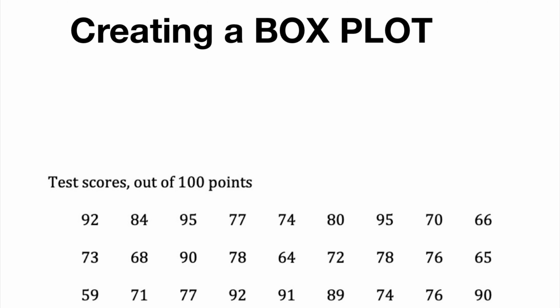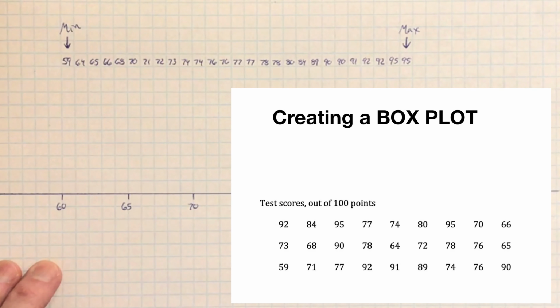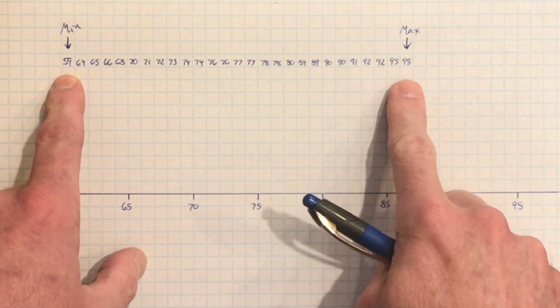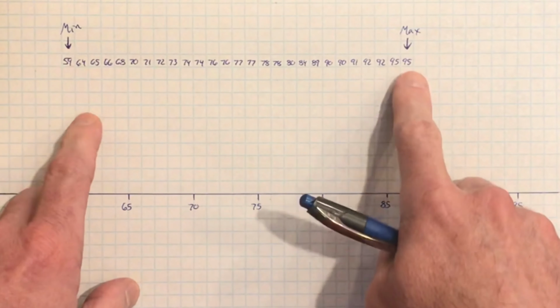In this video, we're going to make a box plot. We'll use the same data we did for the histogram video, which is a set of 27 test scores on a 100-point test. The first step in creating a box plot, also known as a box and whisker plot, is to put the data in order from smallest to largest, from least to greatest, or from minimum to maximum.